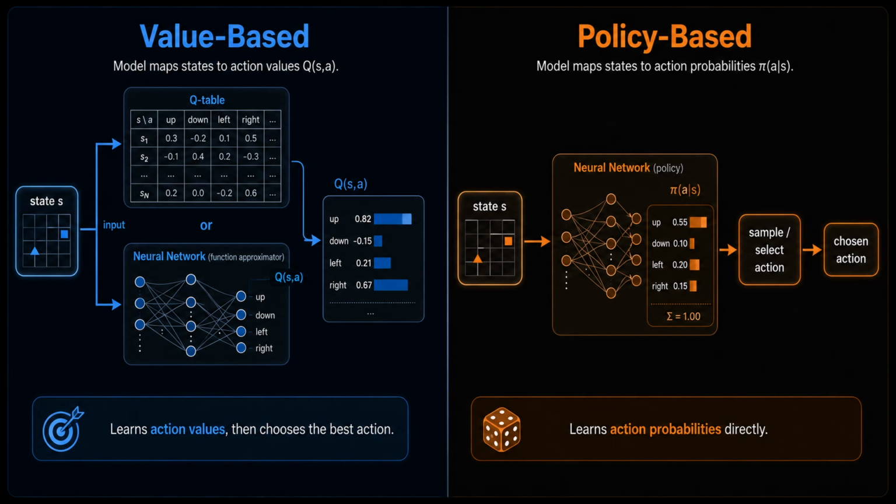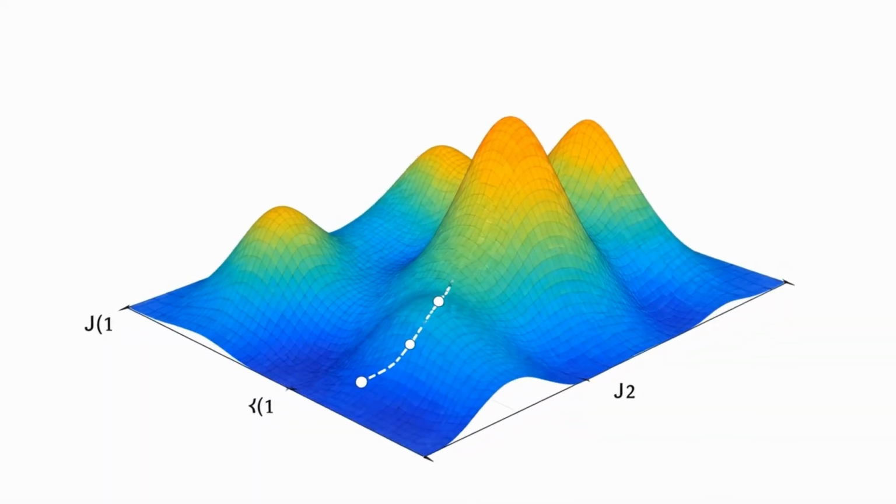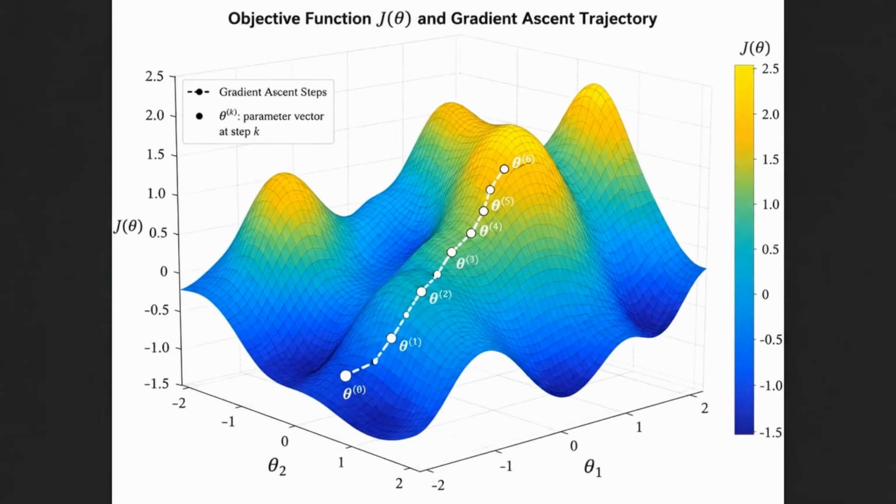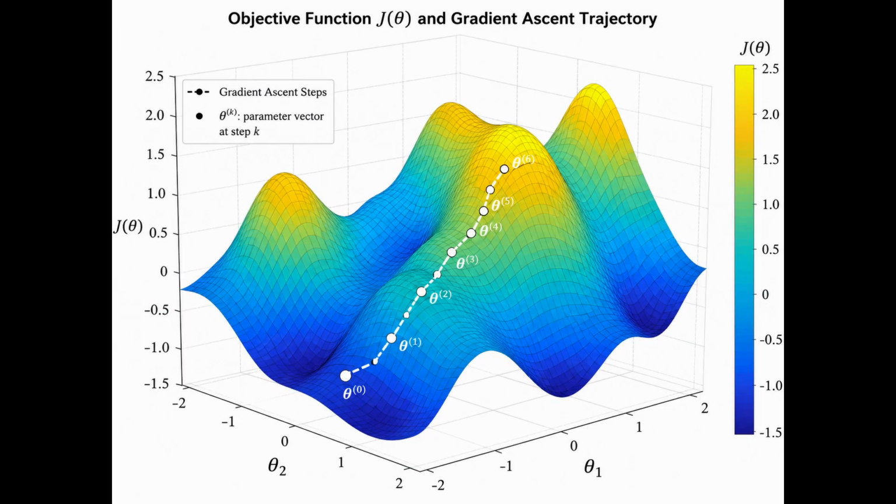Now here's the core challenge. How do we compute the gradient of J theta with respect to theta? If we knew the full dynamics of the environment, every transition probability, we could compute this analytically, but in most interesting problems, we don't. The environment is a black box. We just sample from it. So we need a way to estimate del theta J of theta from experience alone.